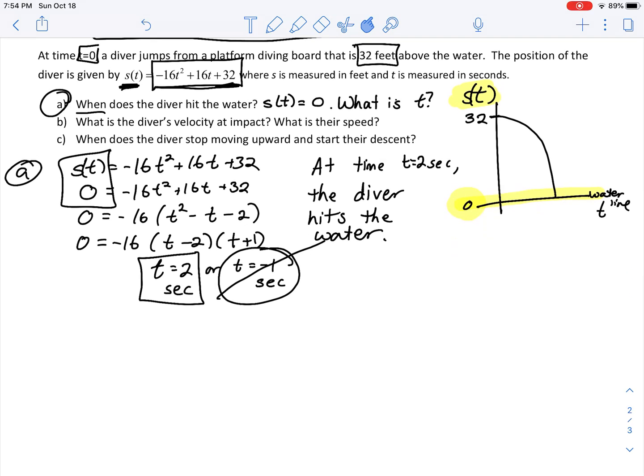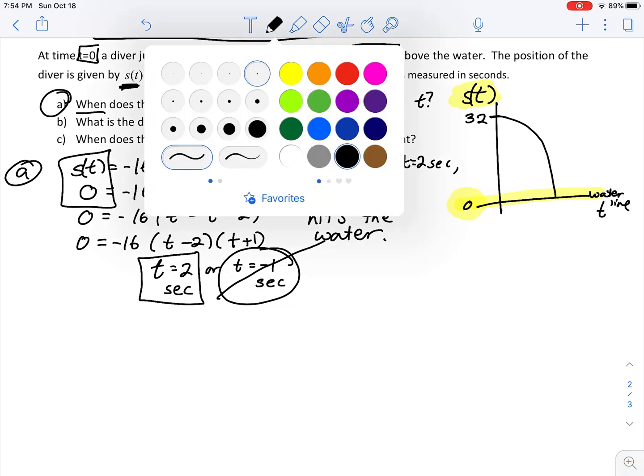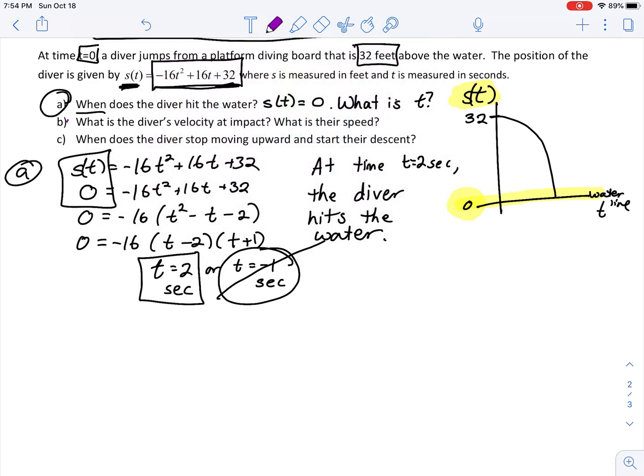All right, B, what is the diver's velocity at impact? So part B, I'm going to do this one in purple. What is the diver's velocity at impact? So V of t equals what? That's what it's asking. What is the velocity when they impact the water? So let's find the function V of t.